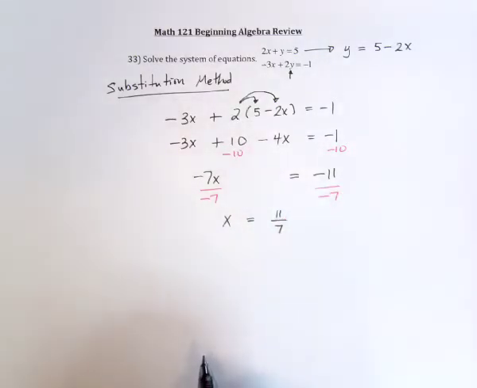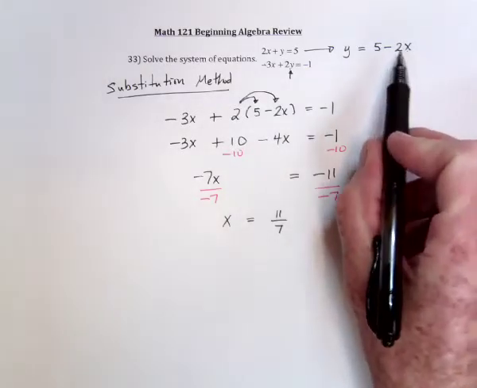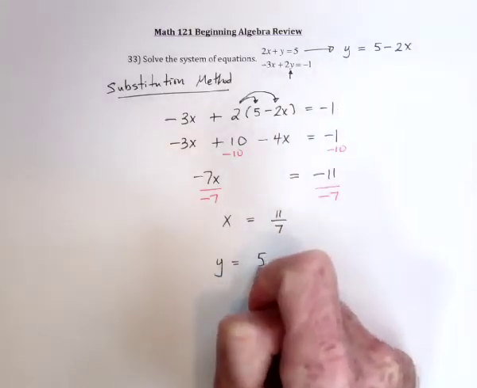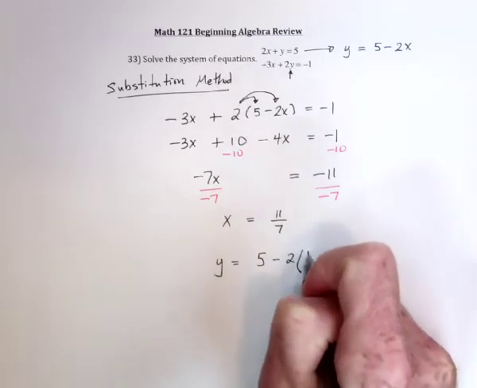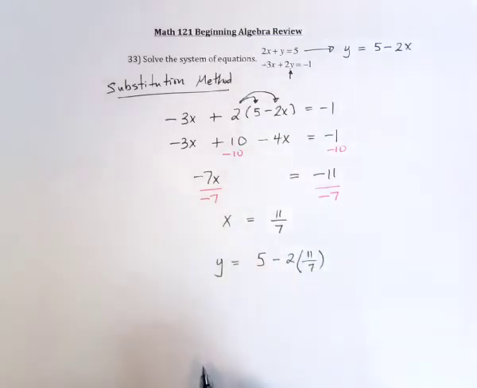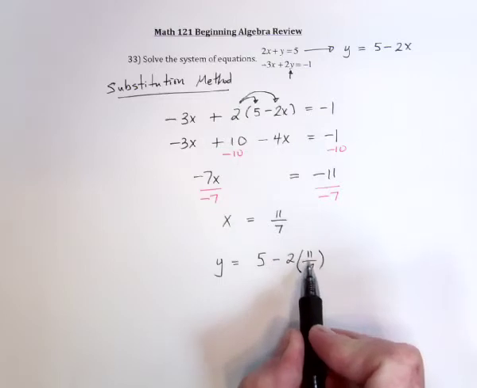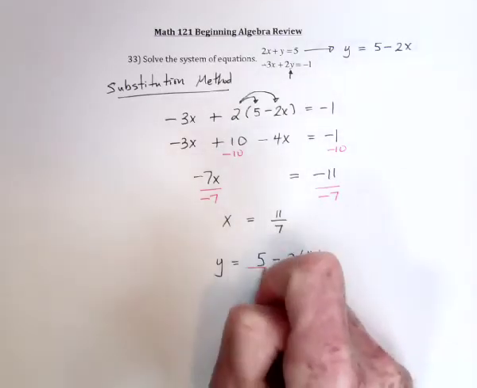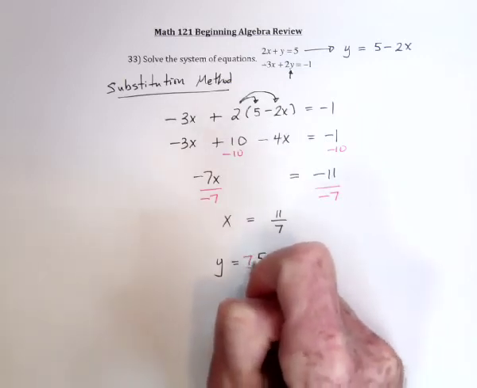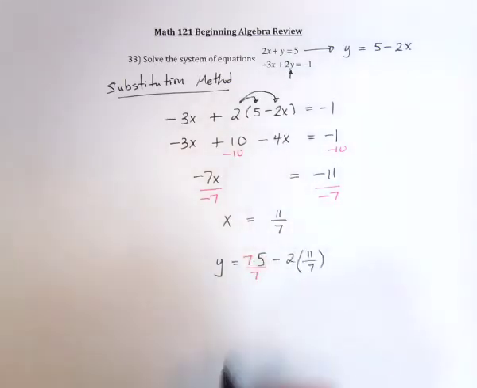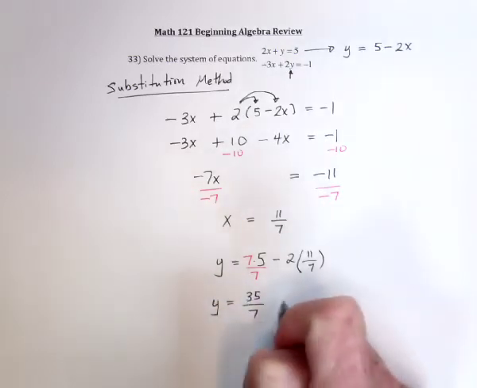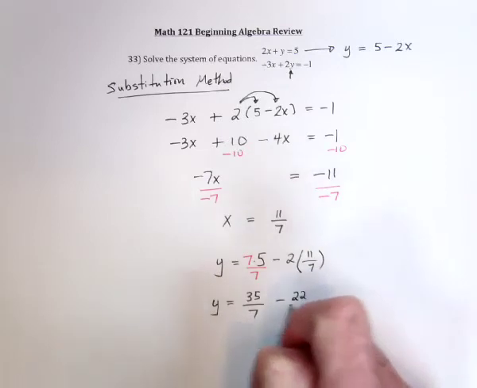Okay, now I just need to take that x equals 11 over 7, substitute it right here, and then we can find out what y equals. So 5 minus 2 times 11 over 7. Well, if you multiply this out, that's going to make 22 over 7. And in order to get a common denominator, I can multiply the top and the bottom of this by 7. So the first one would be 35 over 7 minus 22 over 7.